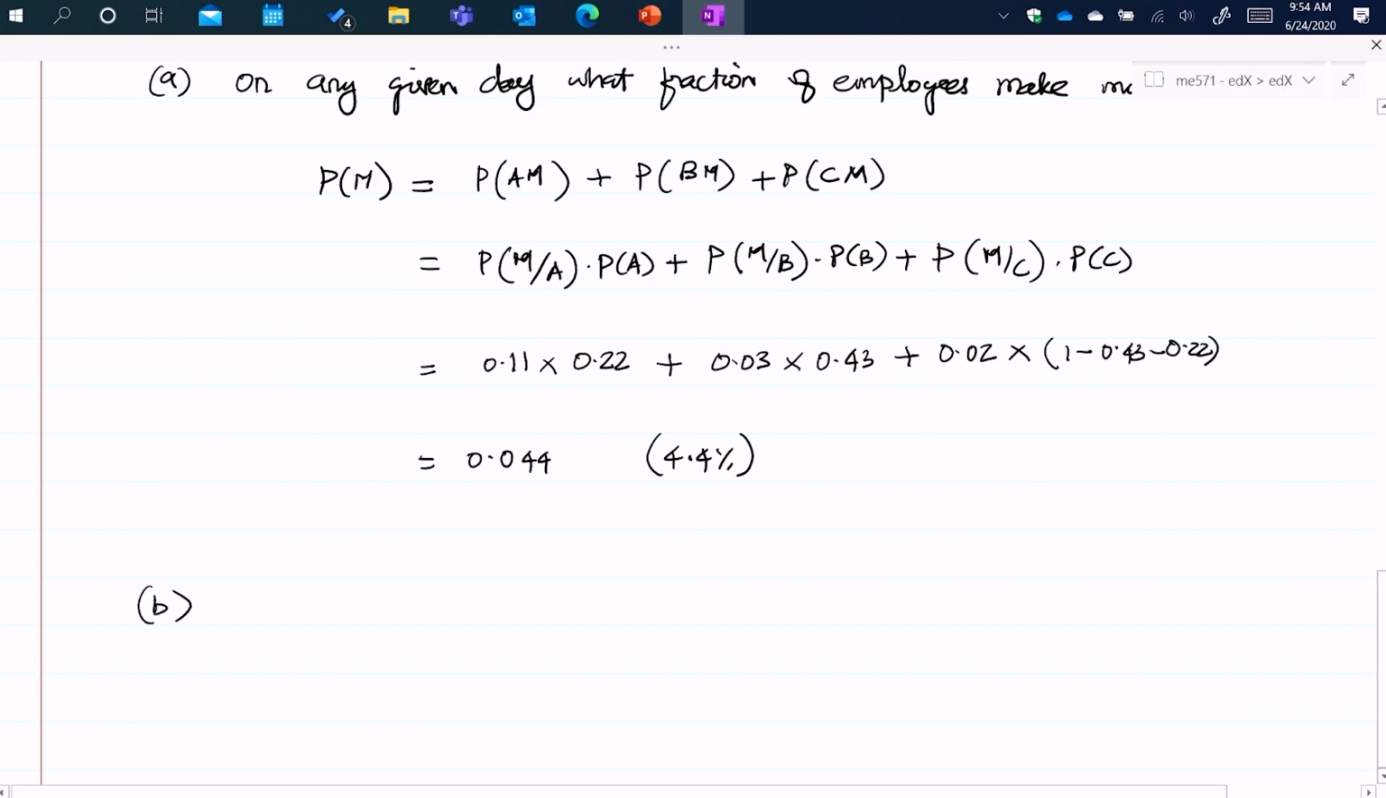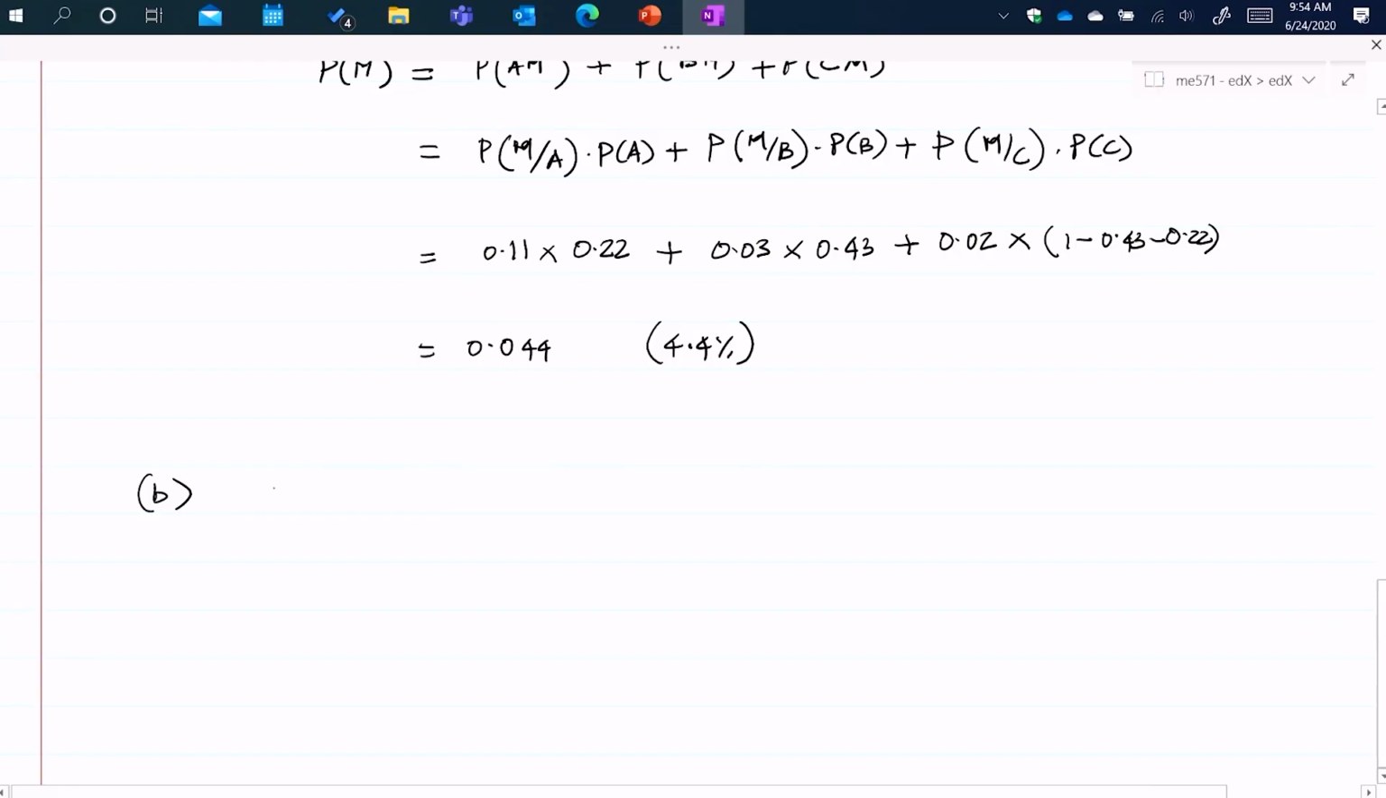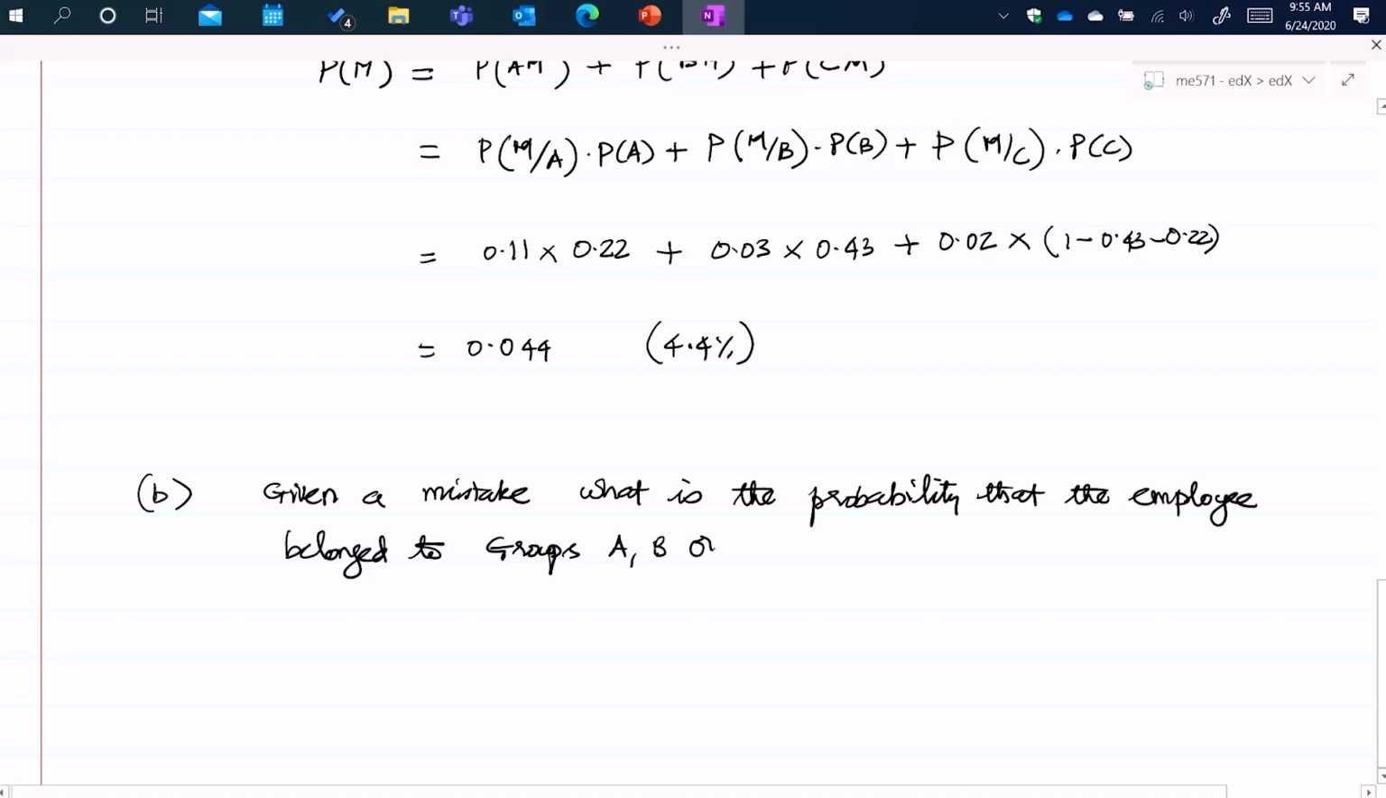Then let's go on to part B. Given a mistake, or a flawed part missed, what's the probability that the employee belongs to A, B, or C?